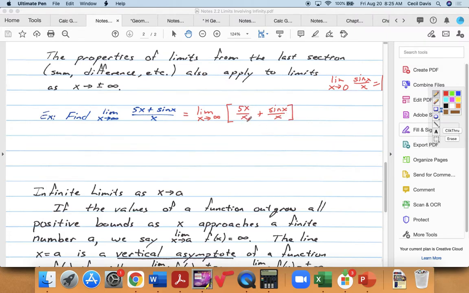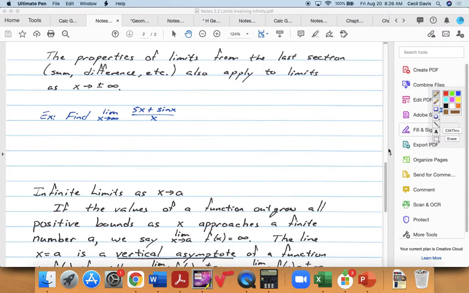Here, 5x over x is going to get close to what? 5. Does that make sense that that would get close to 5? So that's 5 plus 0 is 5. Simplifying an expression in order to help you out is going to come up a ton, especially this semester. So you have to be able to simplify expressions like that.